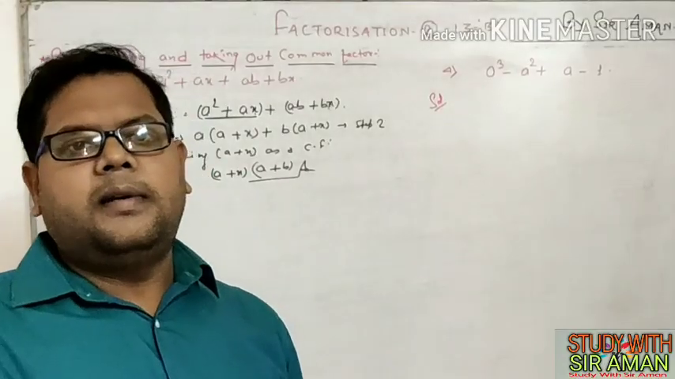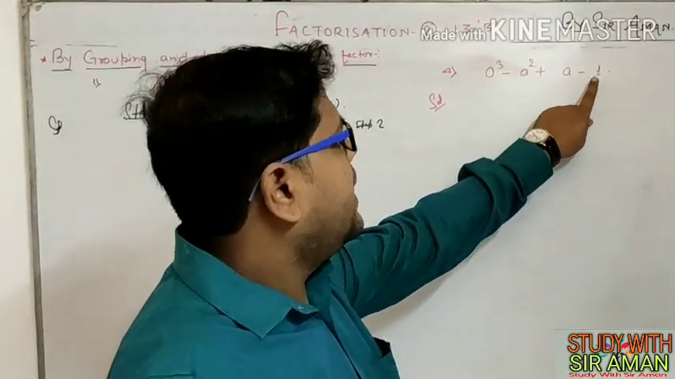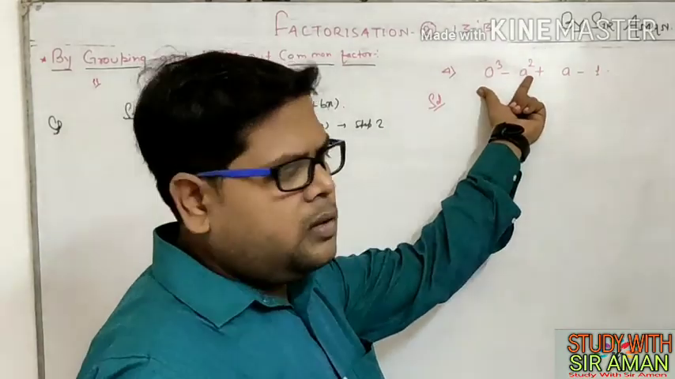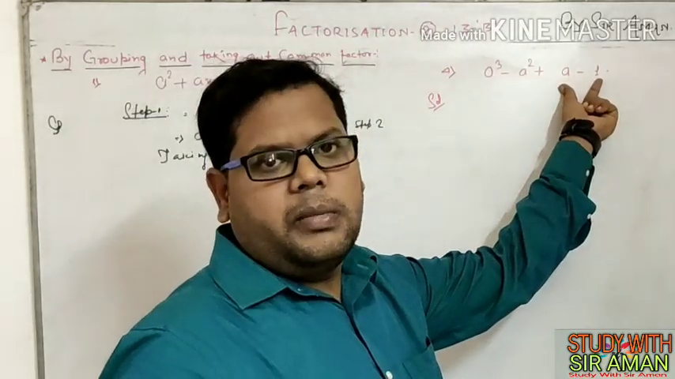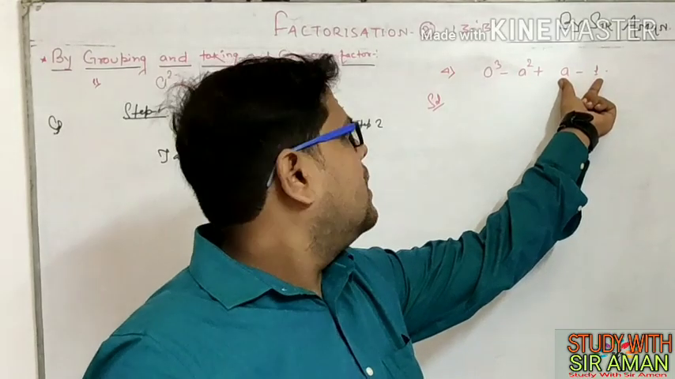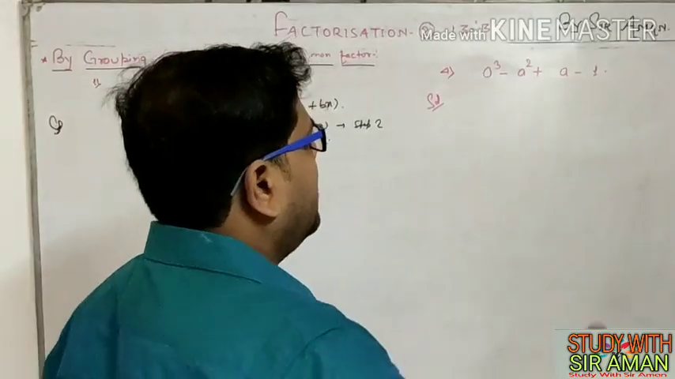One more question I have written for you. Check nicely. A cube minus A square plus A minus 1. In these two terms, what is common? We can see A is common. But in these two, what is common? Here is A, 1 time A, and here is 1. You know that 1 is a factor of every number. How will we arrange this question?